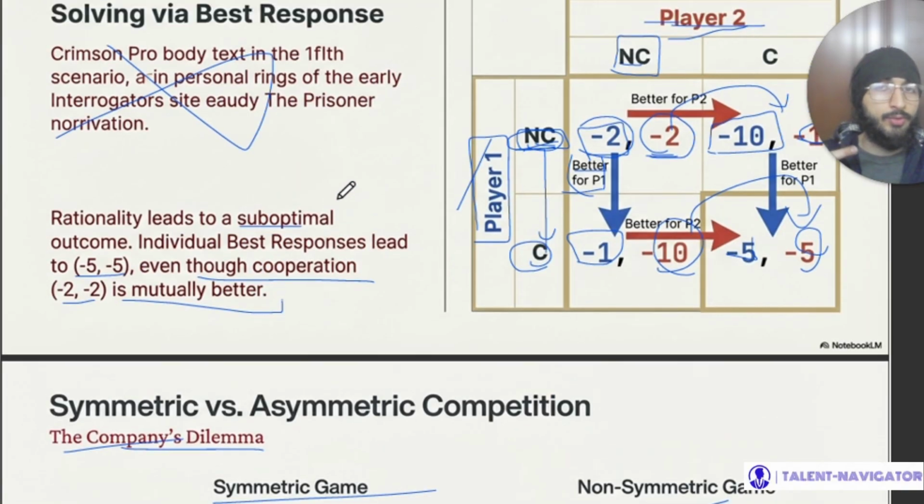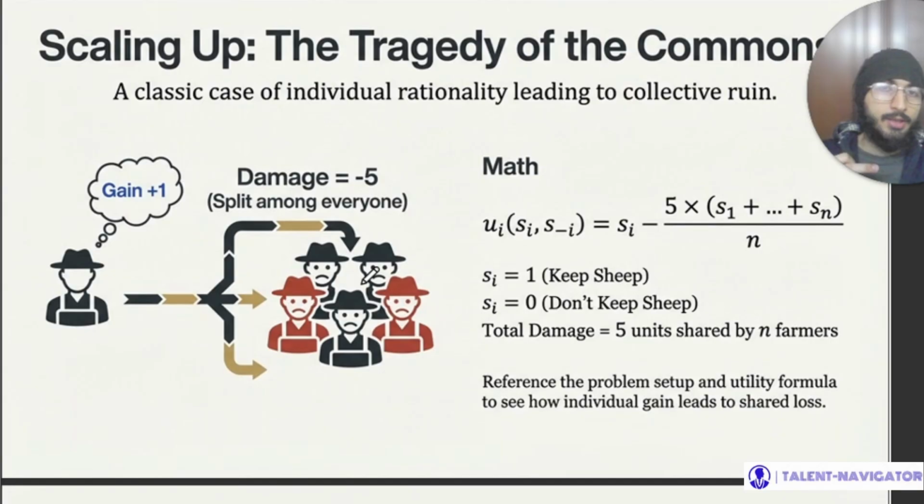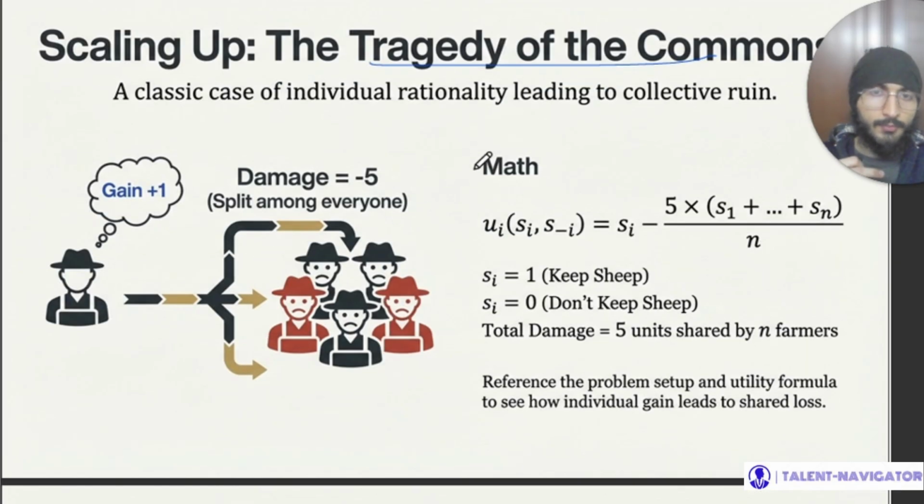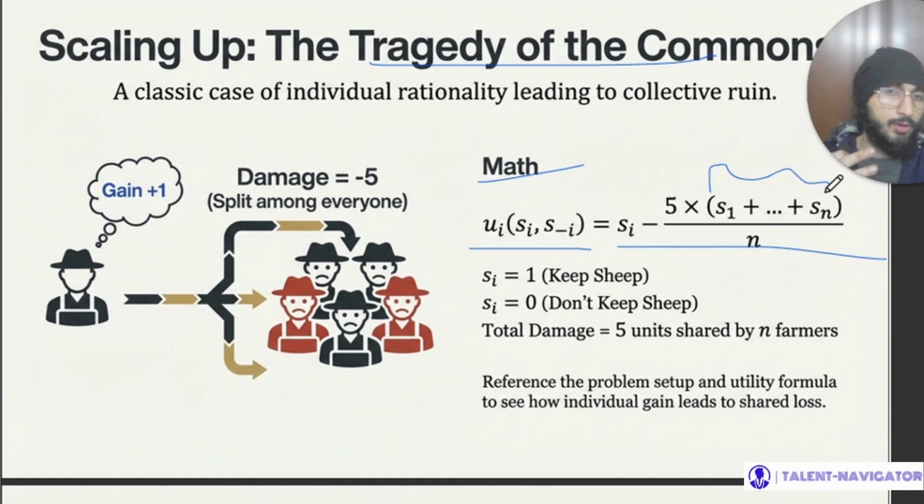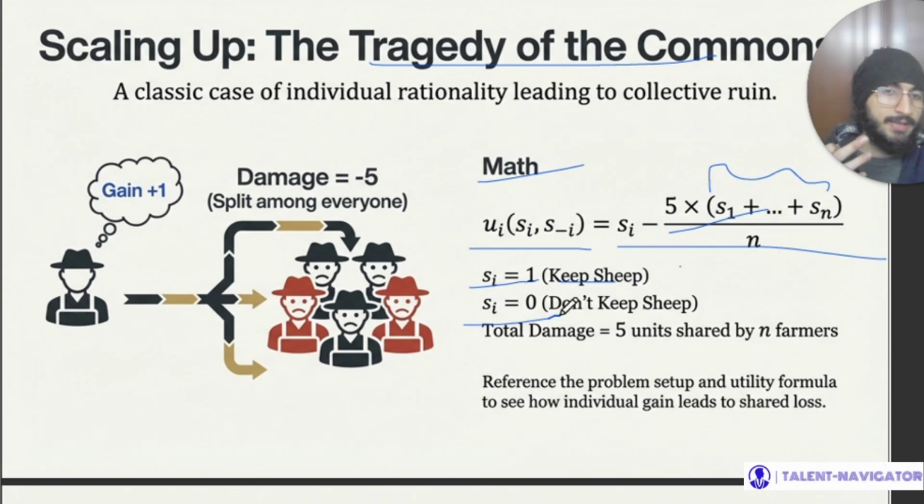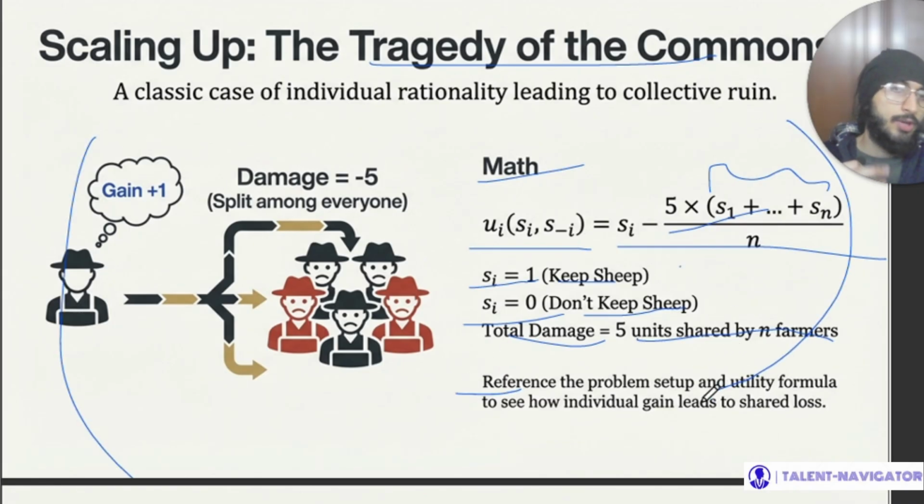Right now, I will be explaining only this business dilemma. Right. So basically, scaling up the tragedy of the commons. This is again another topic which I'll be discussing later. A classic case of individual rationality leading to collective ruin. Right. So the math is here. U_i = S_i minus 5 times the sum of all the S over n. So S_i is 1, keep the sheep. S_i is 0, don't keep the sheep. Total damage is 5 units shared by n farmers. Okay, I will explain this one also in another video.